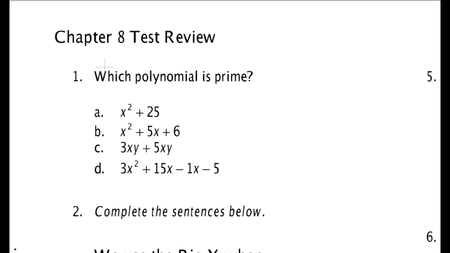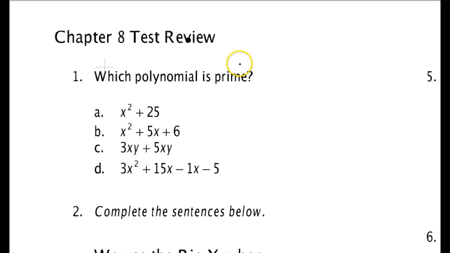We're going to be doing the Chapter 8 test review. Let's get started. This is available on School Loop, and everybody was handed out one copy of this during class today, on Tuesday, February 11th. Okay, so let's get started.